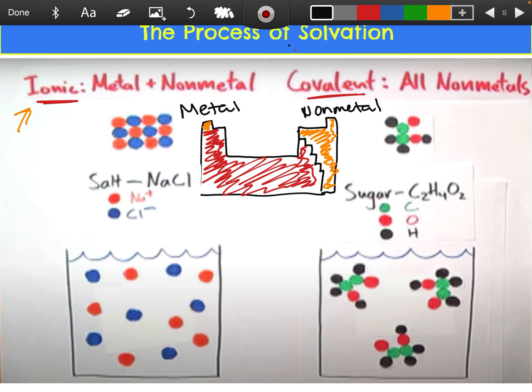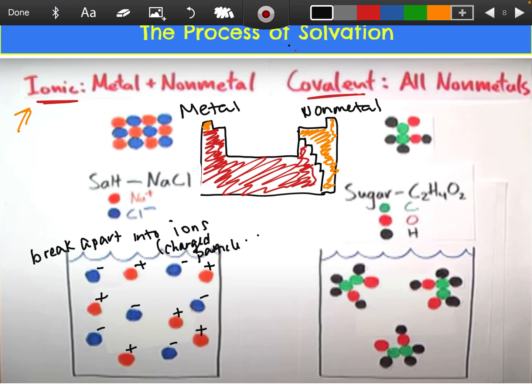So when you have an ionic substance that dissolves, ionic is going to break apart into positive and negative ions. And so when you have salt and you put it in water, salt is going to break up into all these positive and negative particles. So ionic will break apart into ions, which are charged particles. So ions, again, have a charge, so the positive and the negative.